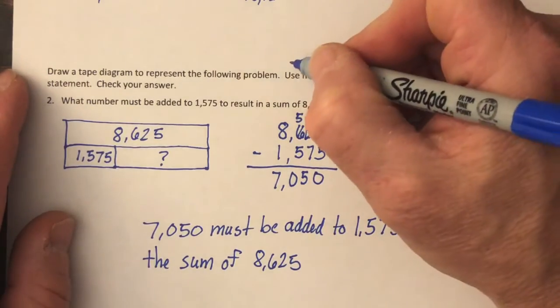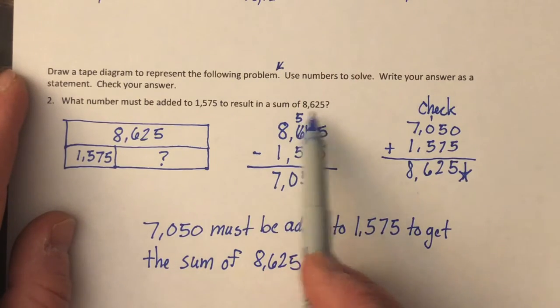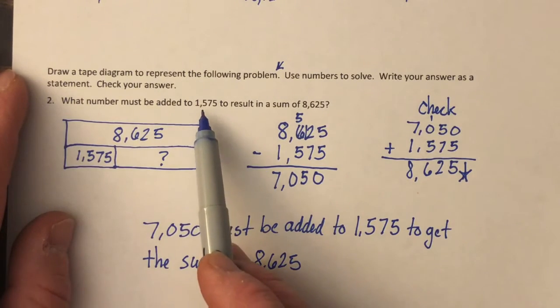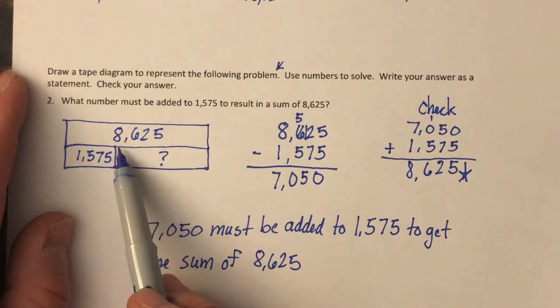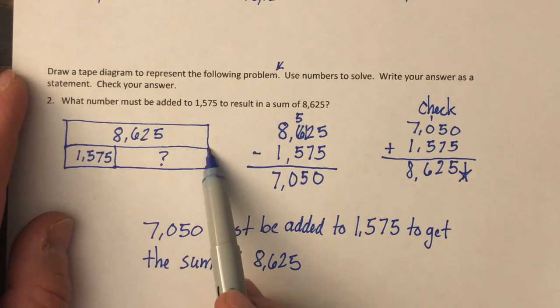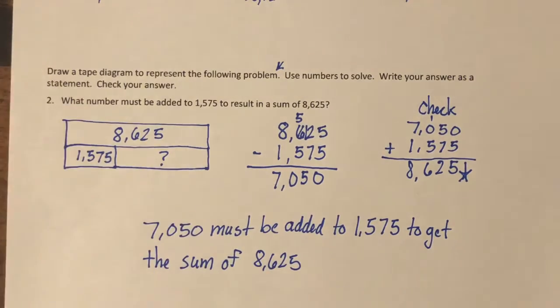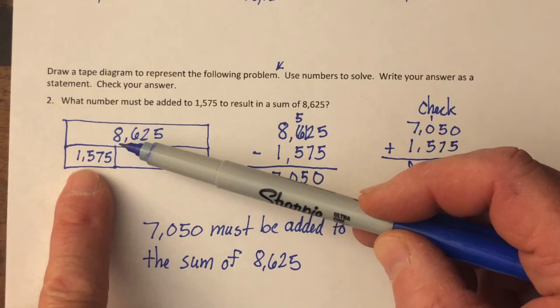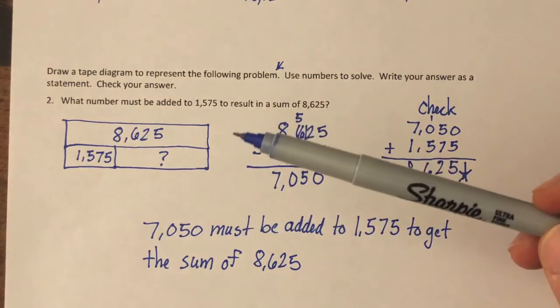So first thing I did was write the tape diagram. So I wrote out 8,625, and I made my tape diagram right there. Underneath it, I put 1,575 in this little piece of tape. And in order to get to the full amount of 8,625, I need to find out what goes in that box. That's why I put a question mark there. And in order to do that, if I just subtract this amount from the whole amount, I will find out what the missing piece is. So subtraction is my answer here.